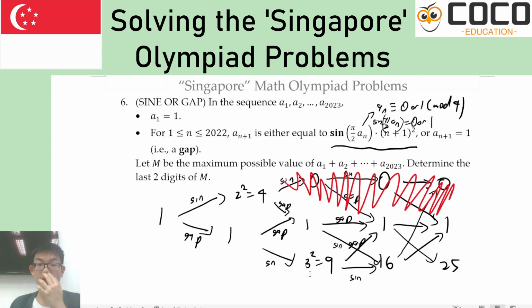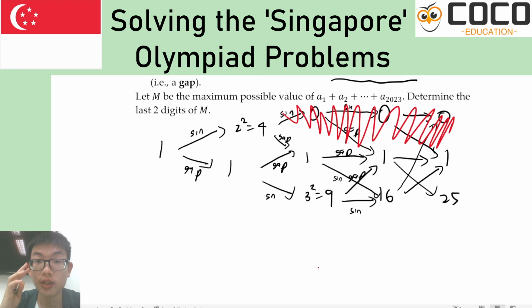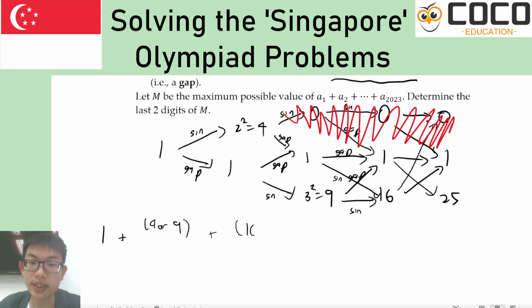But the interesting thing we see is that the even squares cannot go to the odd squares. So you kind of have this option here, right? It's going to be that the first thing is 1. And then you can either get 4 or 9. And then you can either get 16 or 25, but you can never get both.